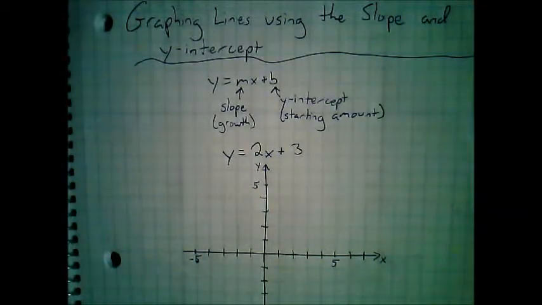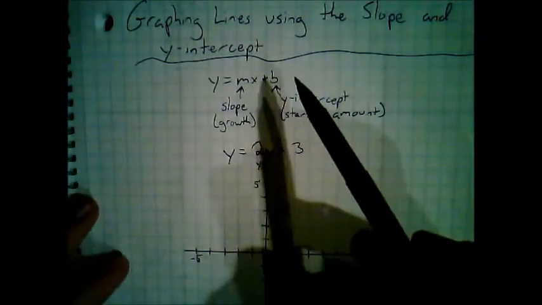Okay, welcome back. In this video, we're going to look at how to graph lines using the slope and the y-intercept. Now, luckily, this is something we know how to do, and we learned it back in Chapter 3 and Chapter 4. Now, we didn't call it slope and y-intercept at the time, but that's really what it was. We had this y equals mx plus b.